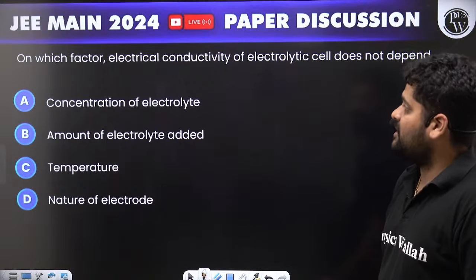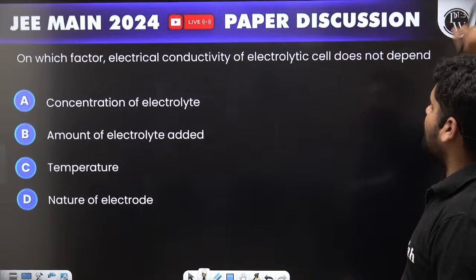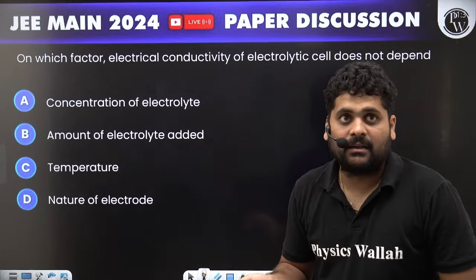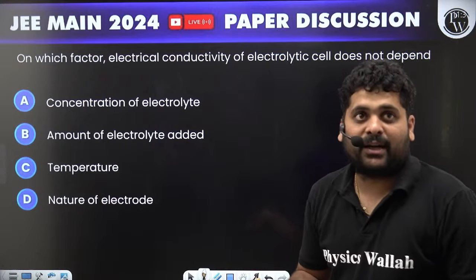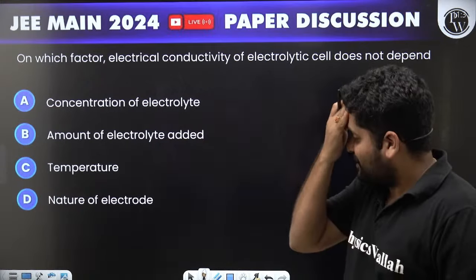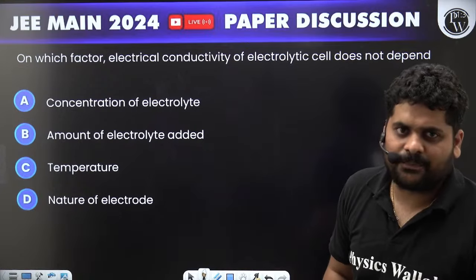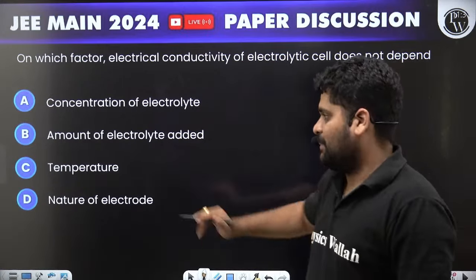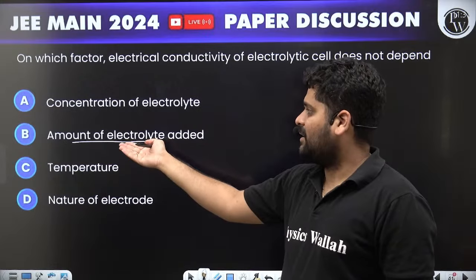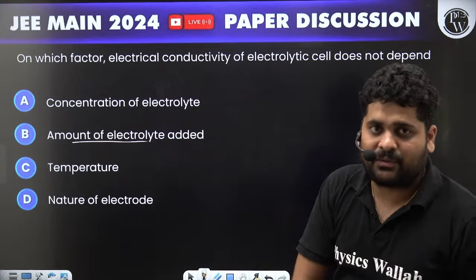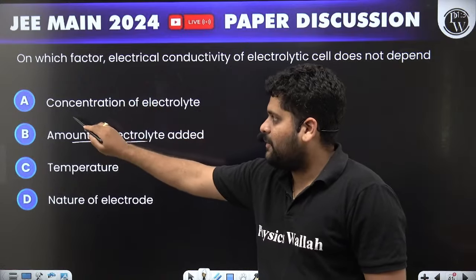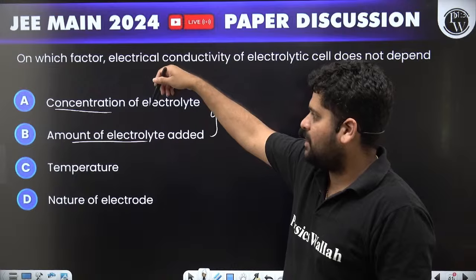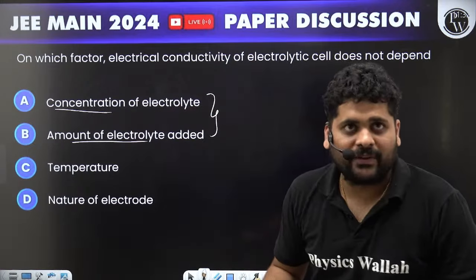First question, on which factor does the electrical conductivity of an electrolyte not depend? Concentration, it depends on concentration, isn't it? If you change the concentration, the values of electrical conductivity will also change. If the amount of electrolyte is added or removed, the value that is going to be affected is concentration only, isn't it? So these two are similar to each other. So if it depends on concentration, it will depend upon amount of electrolyte also.